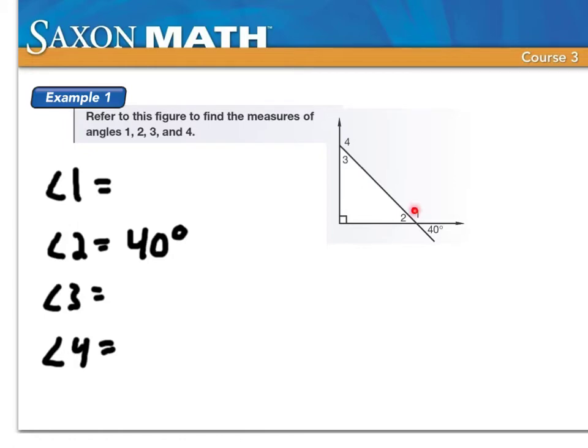Okay, I should also be able to figure out angle 1. Angle 1 and angle 2 are right next to each other. They're adjacent, and we know adjacent angles always add up to 180 degrees. So if angle 2 is 40 degrees, like we said it was, then angle 1 has to be 140 degrees, because it's got to be 180 minus 40, which is 140 degrees.